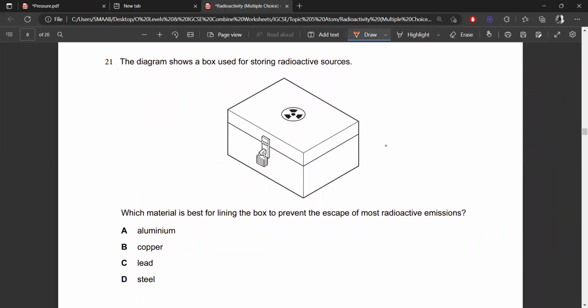Okay, now 21 is related to safety precaution. Which material is best for lining the box to prevent the escape of most radioactive emission? Lead. Yes, lead.